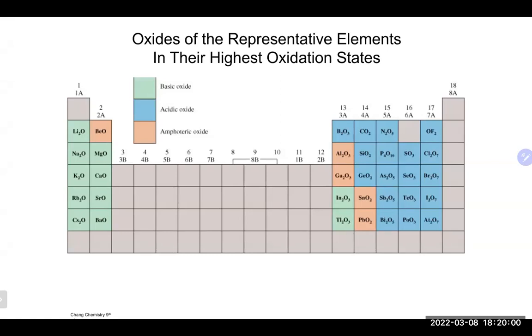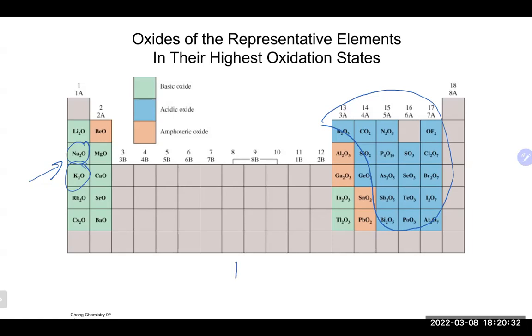Here are oxides. So these are oxides, and there are some that are basic oxides. Oxide means something with oxygen. When the metal oxides over here react with water, they produce strong bases, like sodium hydroxide, potassium hydroxide, and so forth. Our nonmetal oxides over here, when they react with water, will produce acids.